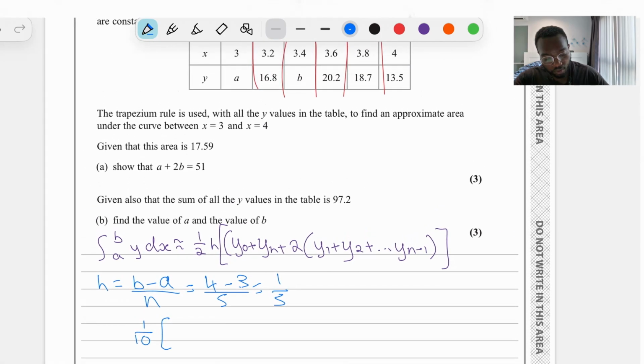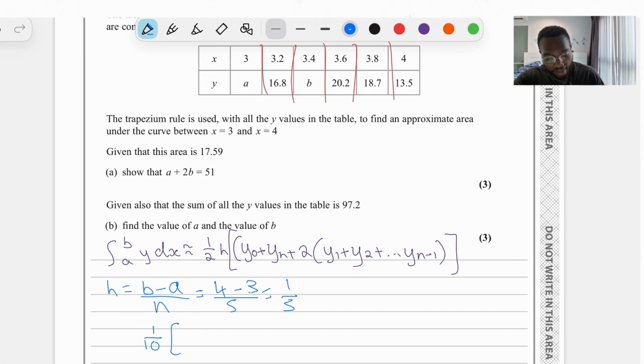If I scroll up a bit, for our y0 and yn, you can see that we have the a. That's our y0 value, so that will be an a here. And then our yn value, the last y value, in our case, is 13.5. Put the brackets here, closed bracket like that, and then that is plus 2 times all our values in between. So that'll be 16.8 plus b plus 20.2 plus 18.7.